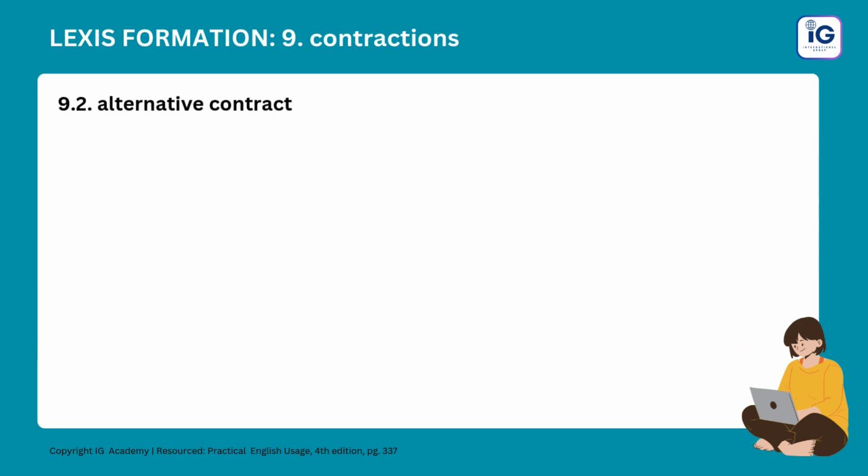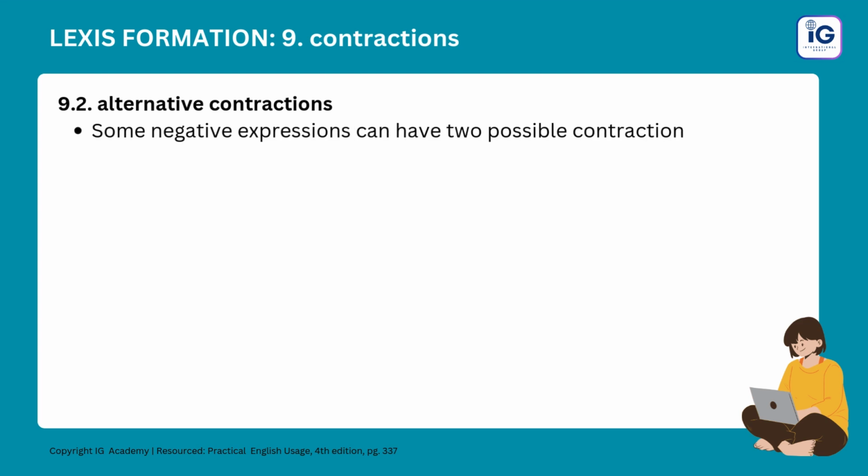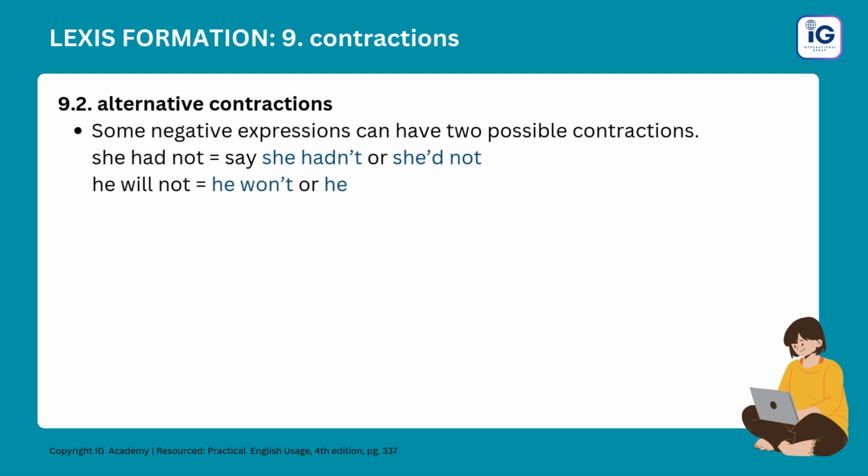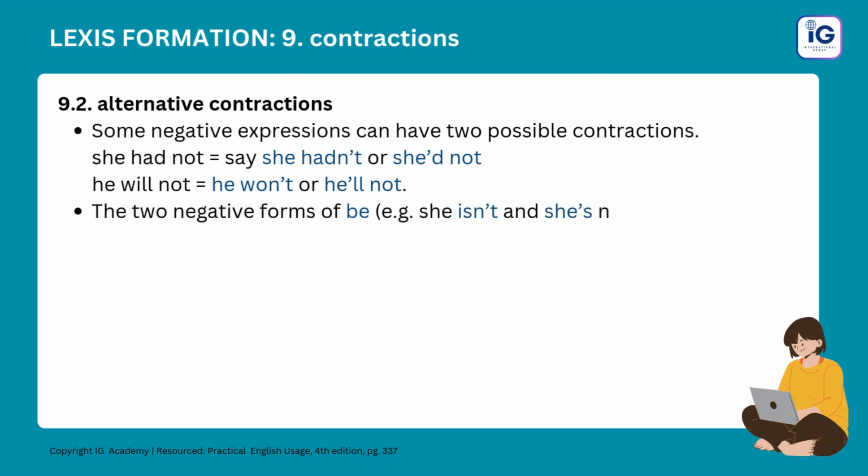9.2 Alternative contractions. Some negative expressions can have two possible contractions. For she had not, we can say, she hadn't or she'd not. For he will not, we can say, he won't or he'll not. The two negative forms of be, for example, she isn't, and she's not, are both common.